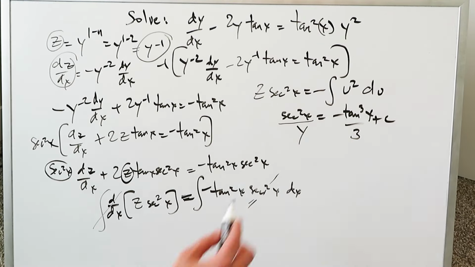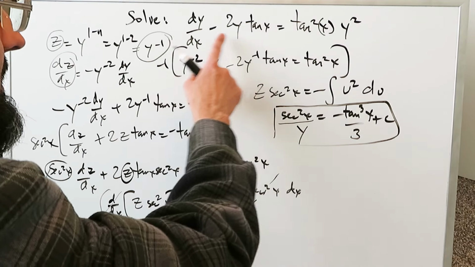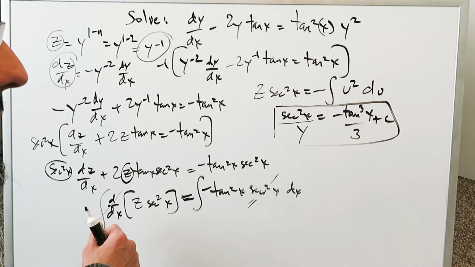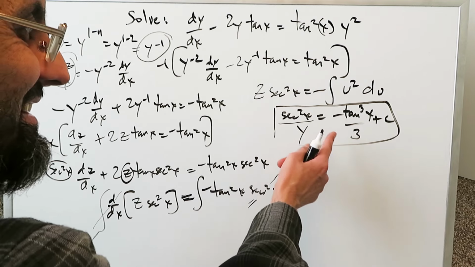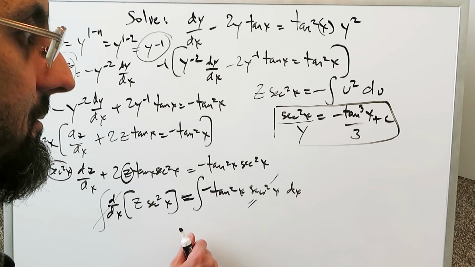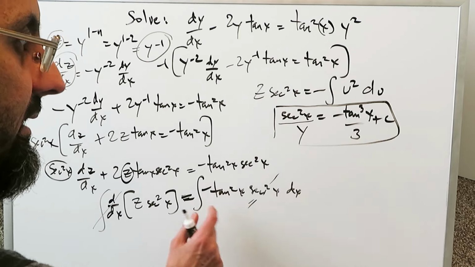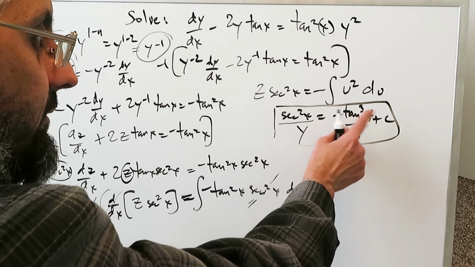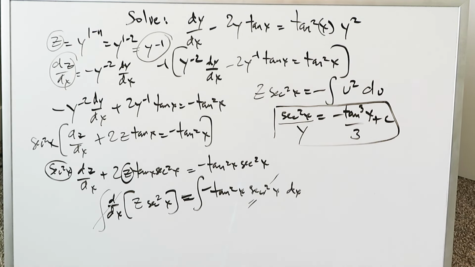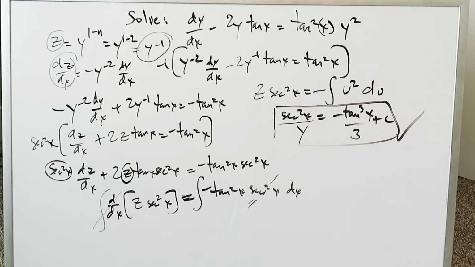If you want, you can stop right here, and this can be your function or the equation for which this differential equation holds true. I say the best answer is exactly what you see over here. Secant square x over y is equal to minus tan cube x over 3 plus c. I don't see any point in taking the secant square x to the other side. It won't very cleanly cancel out with that tan cube x. And I'm confident this answer right here is good, and I will go with that answer.